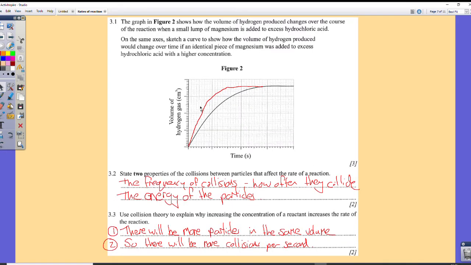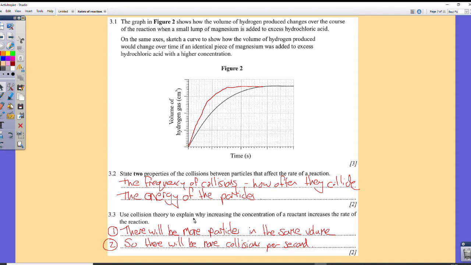Question 3. On the same axis as this graph here, sketch a curve to show how the volume of hydrogen produced would change over time if an identical piece of magnesium was added to excess hydrochloric acid with a higher concentration. Well, if it's a higher concentration, it's going to be a steeper curve, so I've tried to draw a steeper curve here, but you're going to get the same volume produced, so it's going to flatten off and reach the same level there. Now state two properties of the collisions between particles that affect the rate of a reaction. It's the frequency of collisions, how often they collide, and also the energy of the particles. They're the two properties.